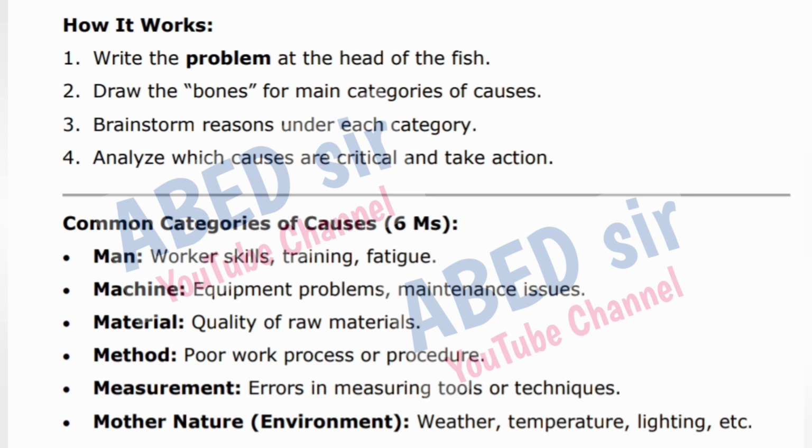Man: worker skills, training, fatigue. Machine: equipment problems, maintenance issues. Material: quality of raw materials. Method: poor work process or procedure. Measurement: errors in measuring tools or techniques. Mother nature: environment, weather, temperature, lighting, etc.